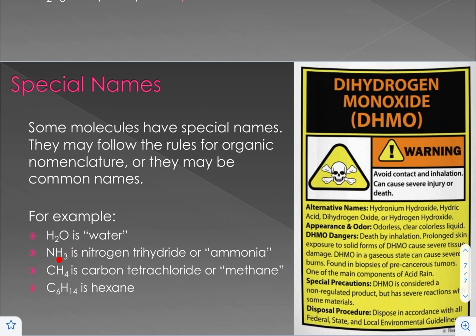NH3, sure, you can call it nitrogen trihydride, but more likely you'll see it written as ammonia. CH4, carbon tetrahydride, or methane. And C6H14 is one that we're going to be working with tomorrow, or a day coming up soon. That's hexane.